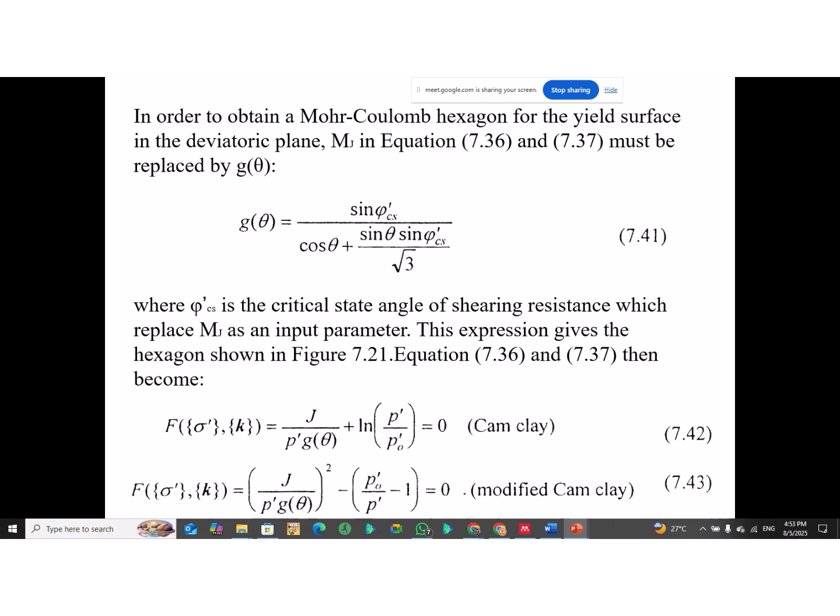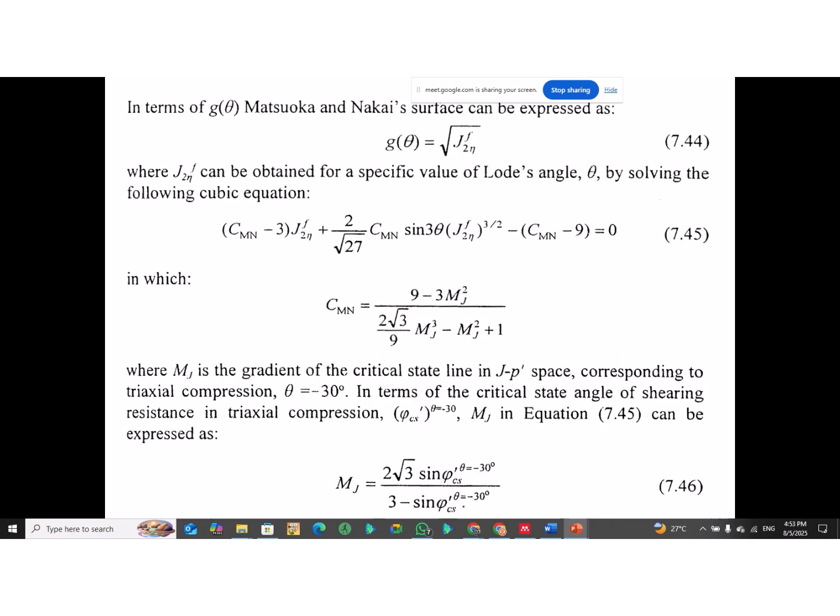So this is for the Mohr-Coulomb, but in terms of the Matsuoka and Nakai surface, this is their definition. This can be obtained from a specific value of Lode's angle. Now you see why we were talking about Lode's angle. We already introduced Lode's angle, isn't it?